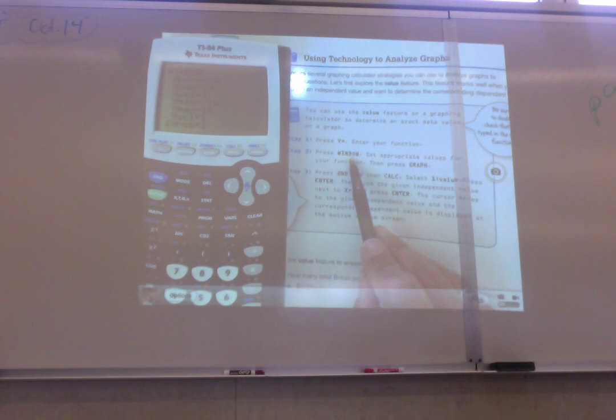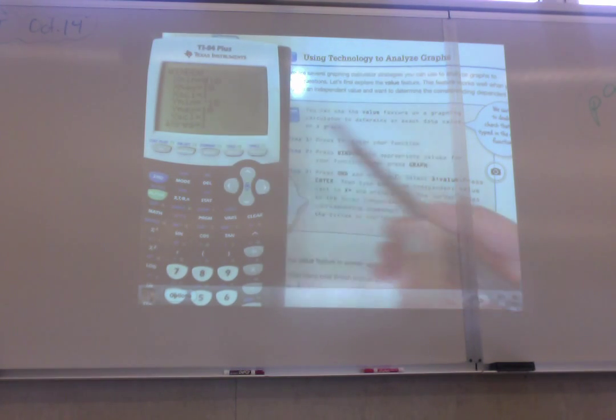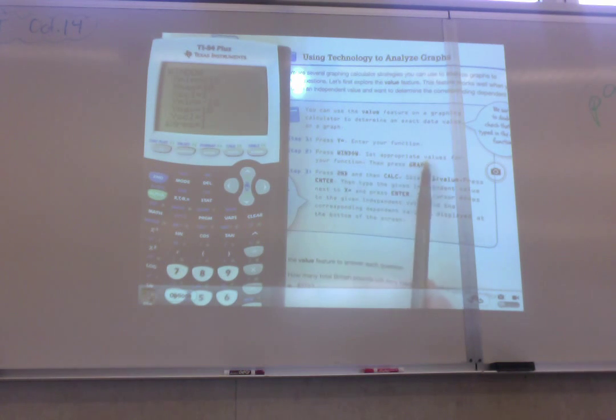Press window. Now these things in our window are what were useful for us before. We were trying to see little segments of the graph. If we were going to graph our money situation, we might want to change some of these things. Set appropriate values for your function.